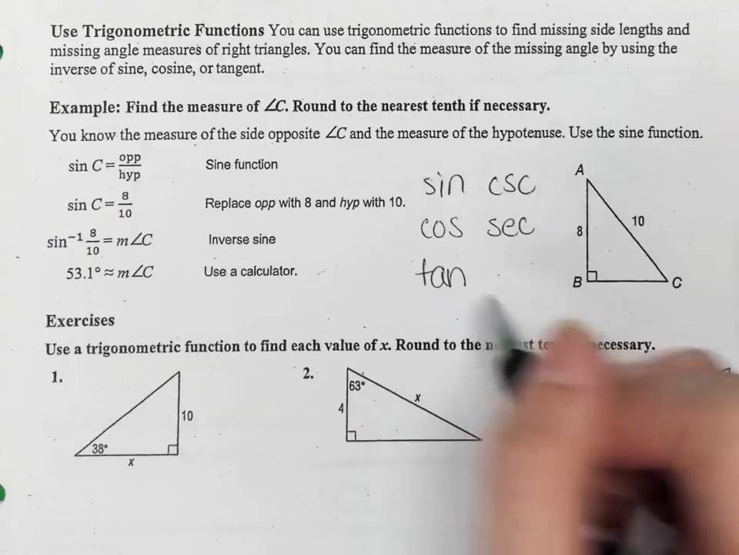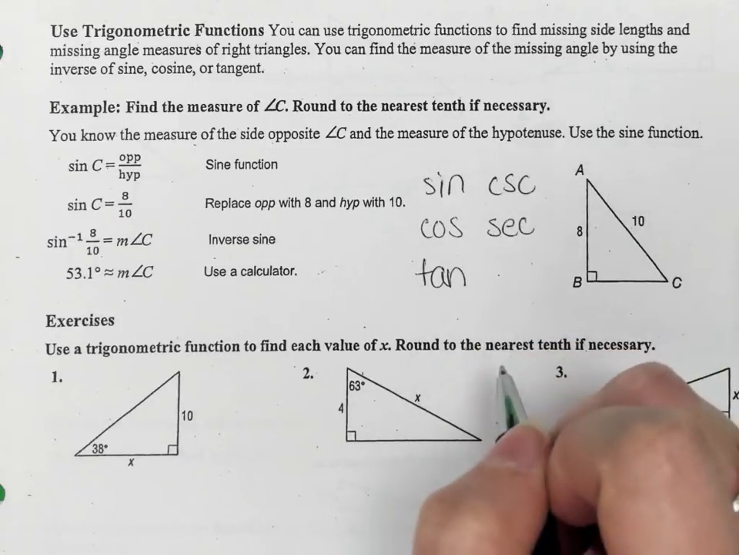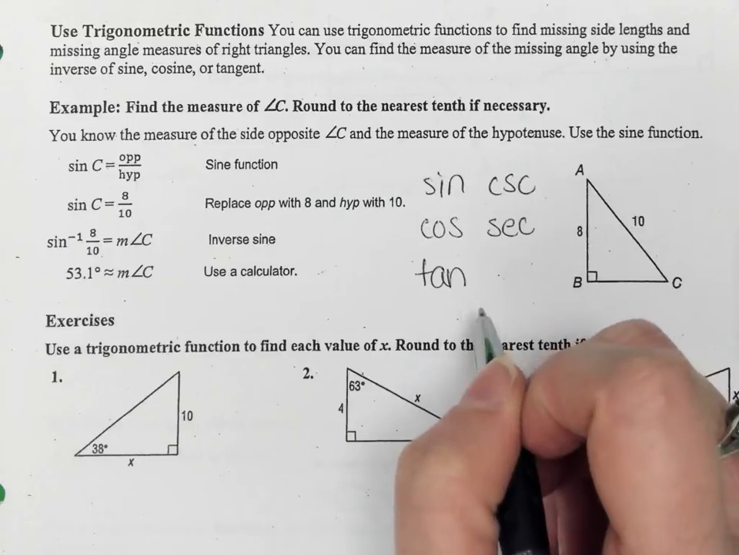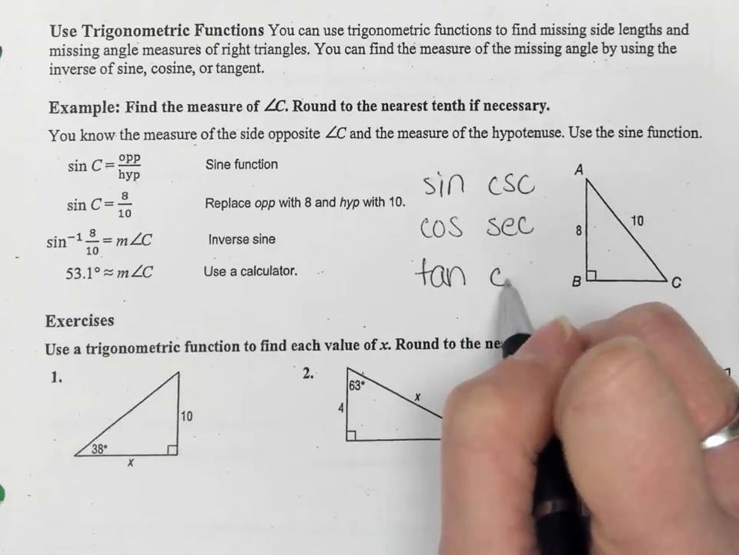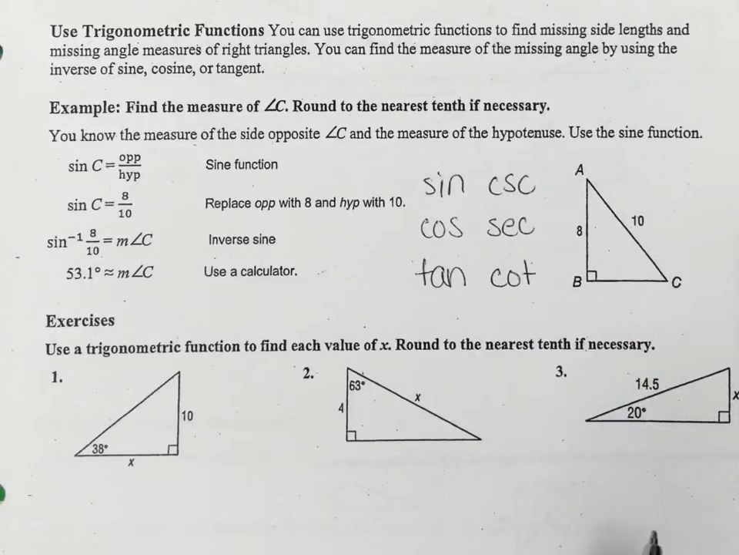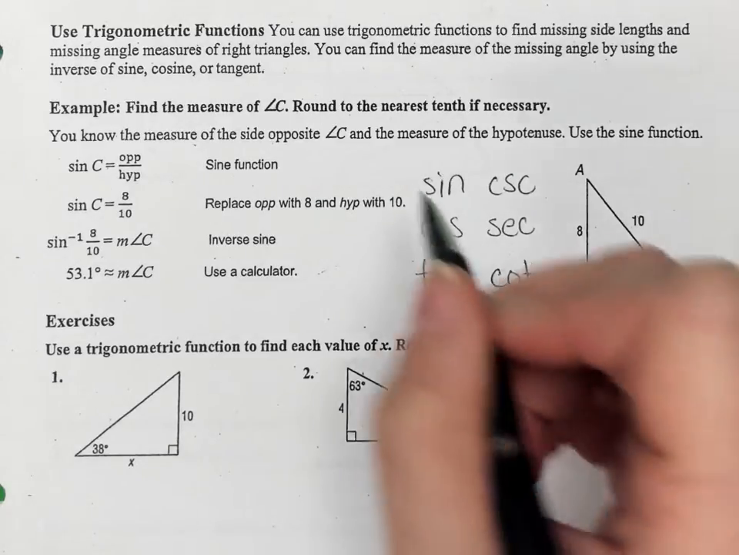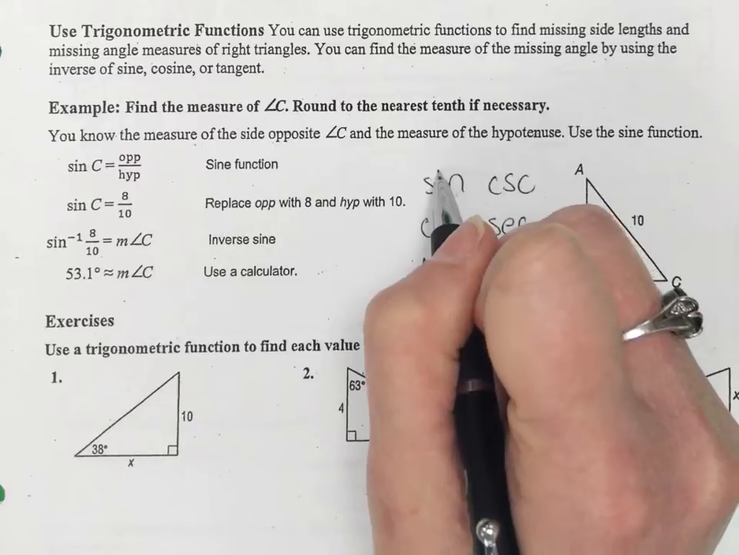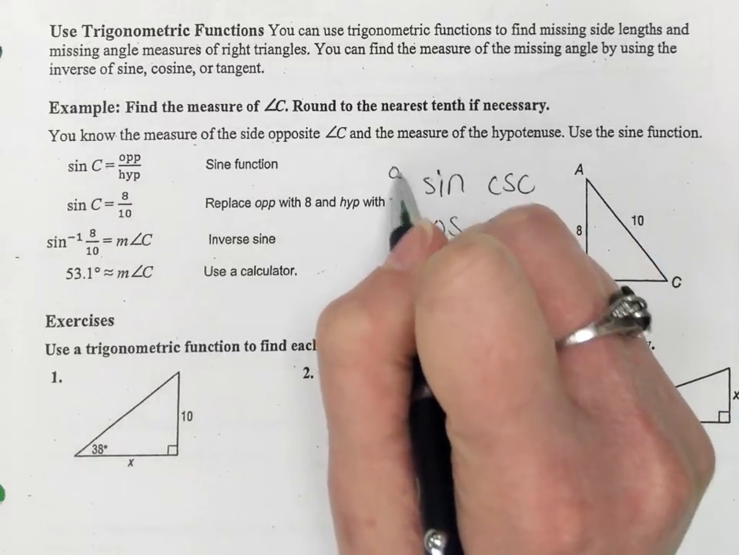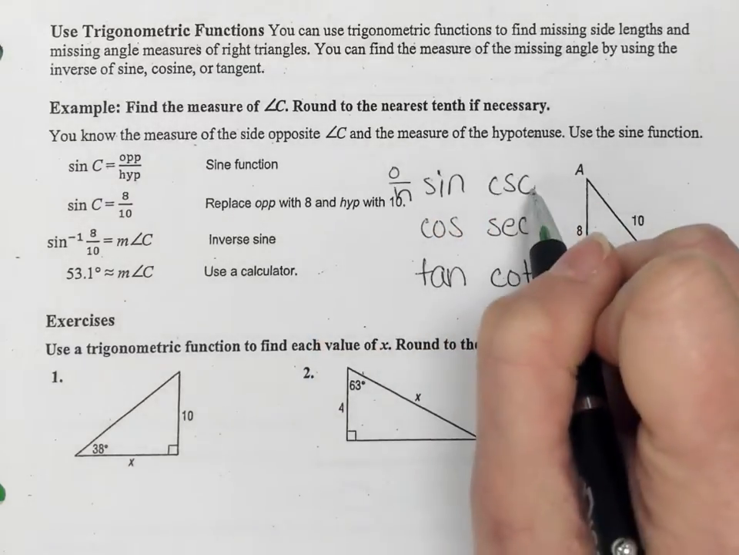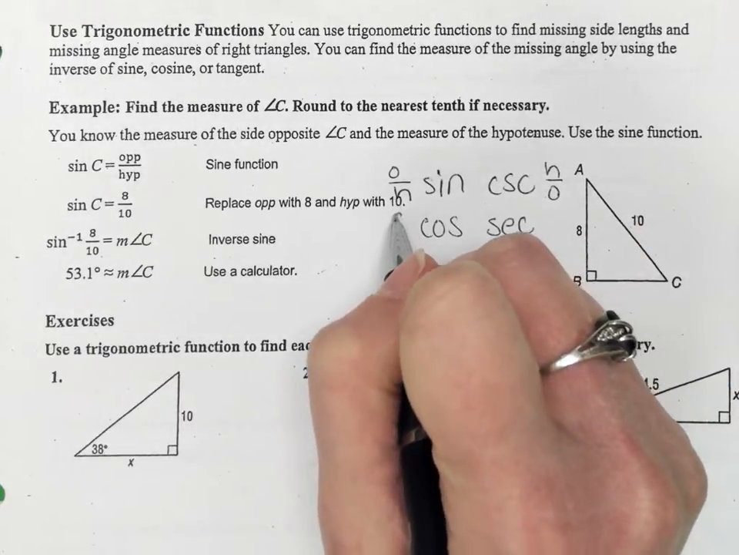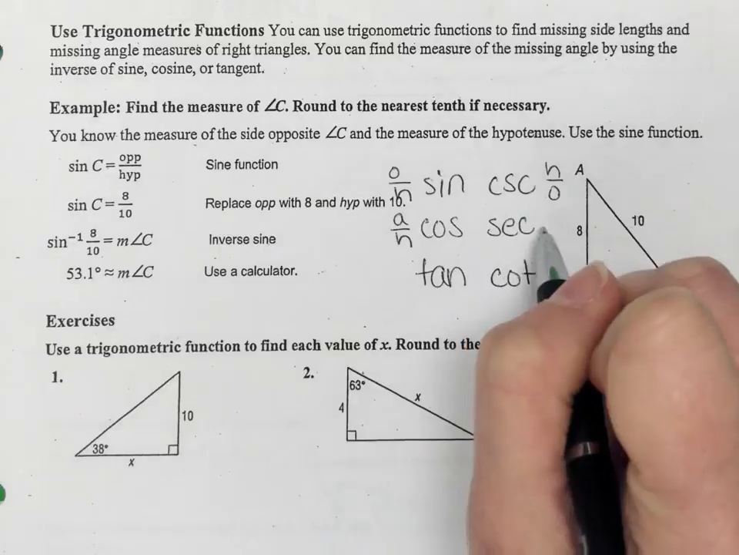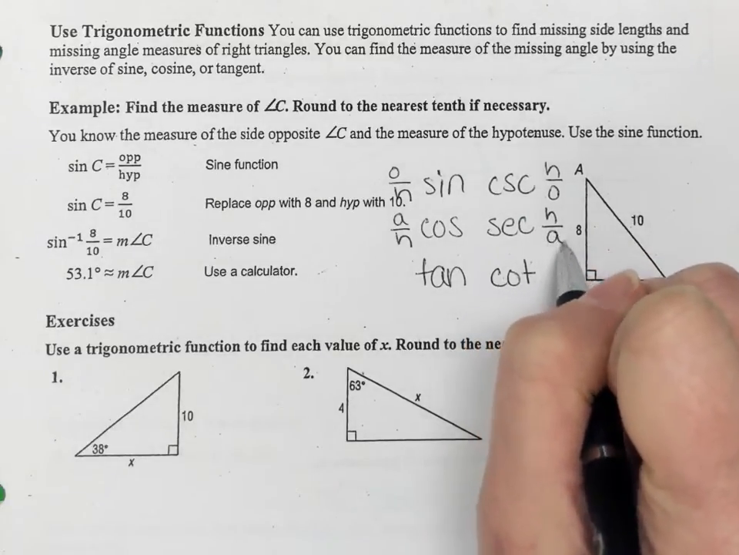All right, so tangent. Let's see, Diego, what was the opposite of tangent? Cotangent. And what was the 3-letter abbreviation for cotangent? COT. Very good. Are y'all okay so far? All right, so sine. What is sine? What over what? All right, so what does that mean that cosecant is? All right, so what's cosine? So what would be secant? All right, what's tangent?